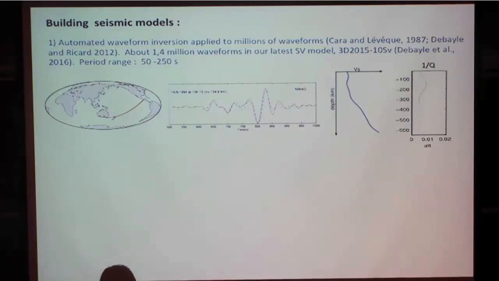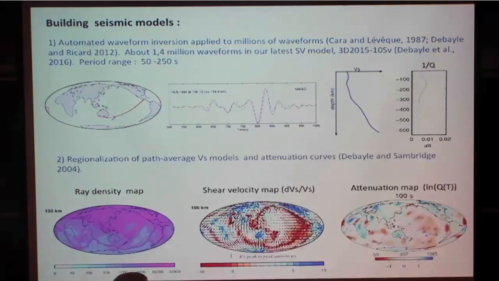This is entirely automated, so we can process hundreds of thousands of waveforms, even millions of waveforms. When we have a very good coverage, we plot ray density maps, because if we were plotting the rays, it would all be red. When we have a dense coverage, we can combine these shear velocity models in a tomographic inversion.